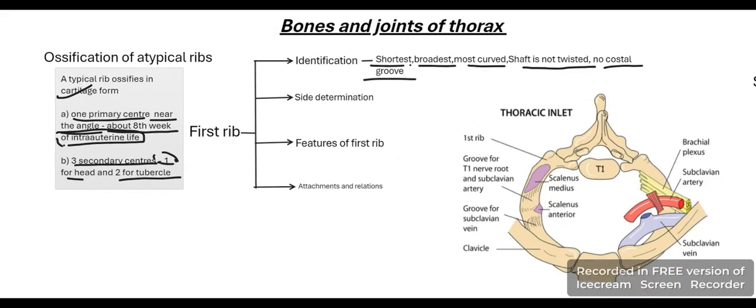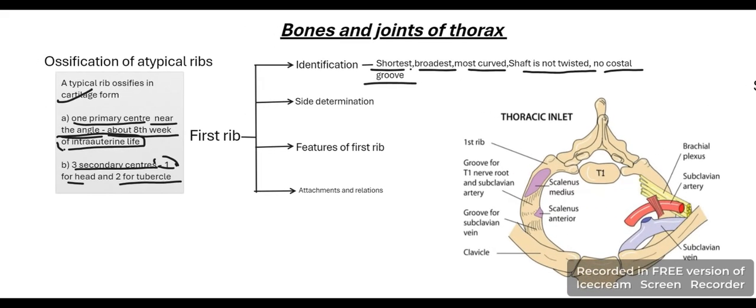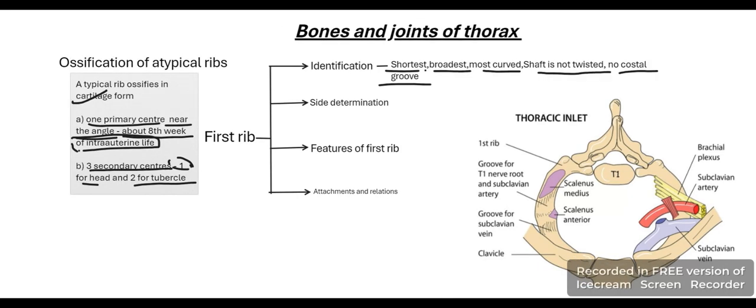The upper surface of the shaft. This is the shaft portion. Its upper part is crossed obliquely by two shallow grooves. See here, this is the first groove and this is the second groove. The two shallow grooves are separated by a ridge.